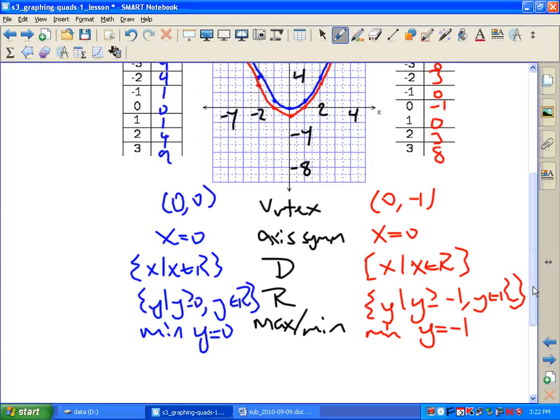So there we go. That is a comparison of the vertex, axis of symmetry, domain, range, and maximum values for the quadratic functions y equals x squared and y equals x squared minus 1. So I'll give you a second to get that down, and then we'll move on to the next example.